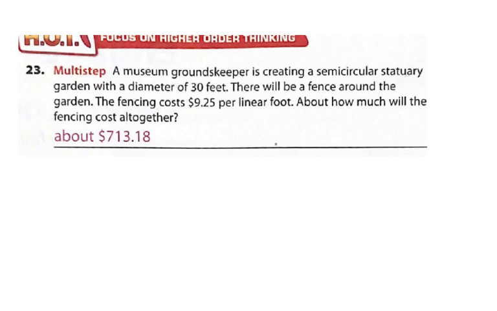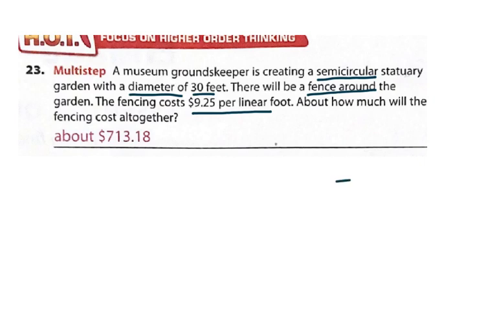All right, so what's important here? They're creating a semicircular garden with a diameter of 30 feet. The fencing costs $9.25 per linear foot. I guess we should say a fence around the garden. So we're trying to find the cost. Well, what's really important here is semicircle. A semicircle is a half circle, because semi meaning half.